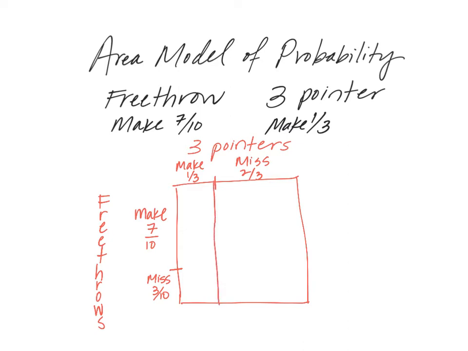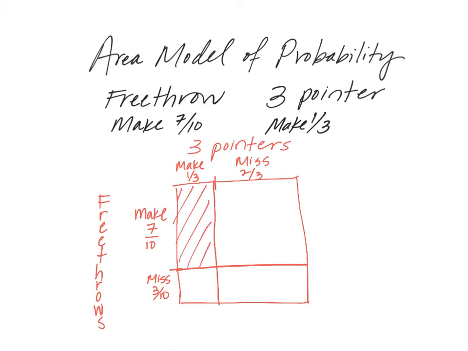Now, I'm going to draw in these lines to represent each of the possible outcomes. We call this the area model because in order to find the different probabilities, we will find the area of each of the rectangles. So if you look here, my possibility of making both my free throw and my three-pointer is in this area right here.